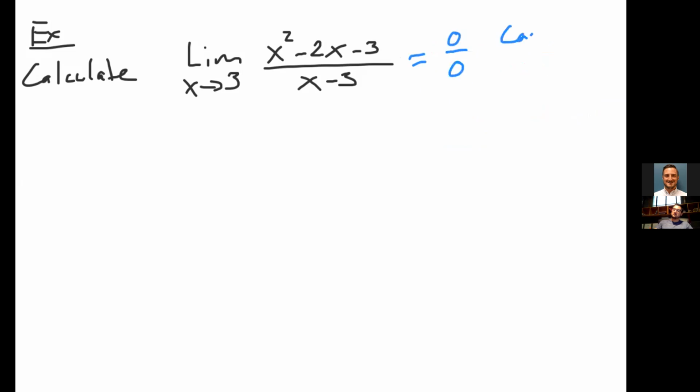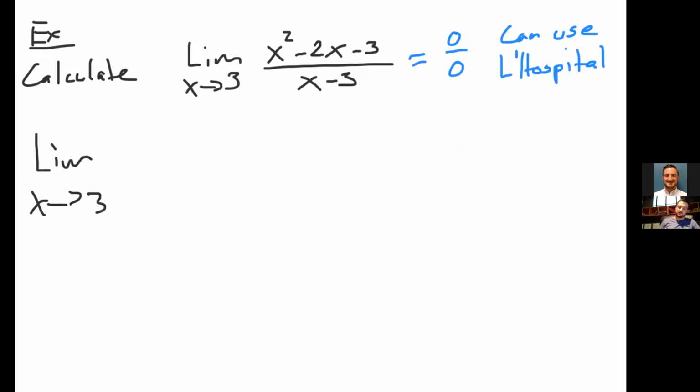So we can use L'Hopital's rule. Yes, it looks like hospital, but it is pronounced L'Hopital. Okay, so I just need to calculate the limit as x approaches 3 of this function, x squared minus 2x minus 3 over x minus 3.